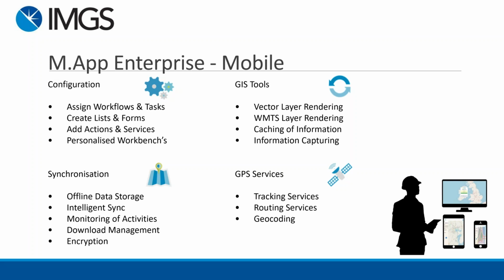Once I get back into an area of Wi-Fi, I can set it to manually sync, or I can set it to automatically sync once you get into Wi-Fi zones. So those records will automatically be uploaded and they can be seen back in the organization. Which brings you on to the synchronization side, and that's your intelligent sync. So it knows once it gets back into a Wi-Fi zone, okay, I've got 20 new records here, it's time to upload them. You can also monitor activities.